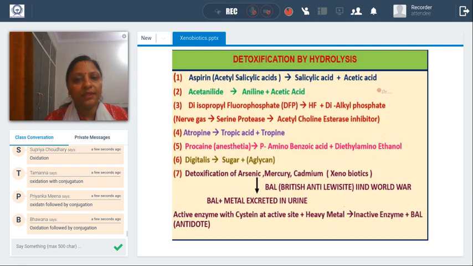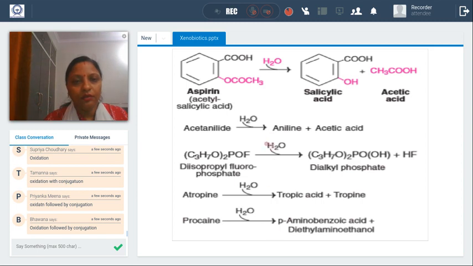Aspirin converts into salicylic acid plus acetic acid, and likewise. The chemical structure of this aspirin, acetylsalicylic acid. The addition of H2O or water converts it into salicylic acid and acetic acid. Here again acetanilide, addition of H2O converts into aniline plus acetic acid. Likewise, atropine converts into tropic acid and tropine with the addition of H2O, and this procaine with the addition of H2O converts into para-aminobenzoic acid and diethylaminoethanol.